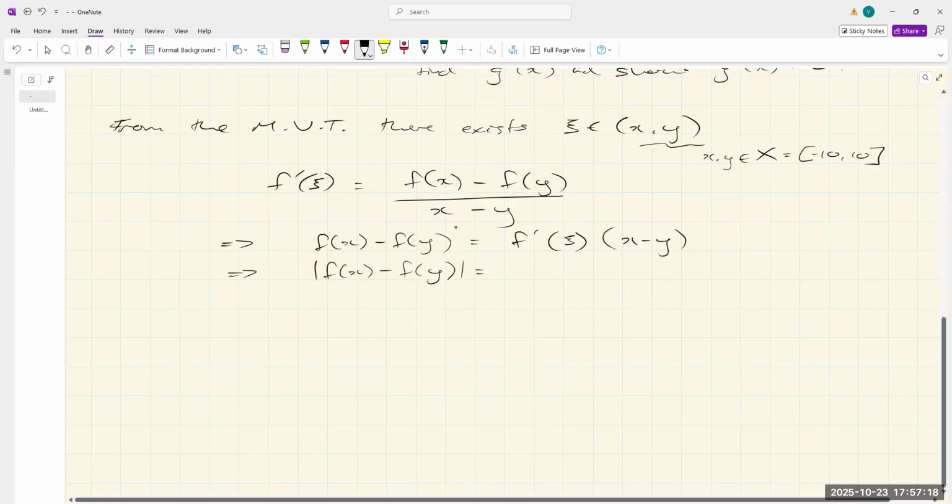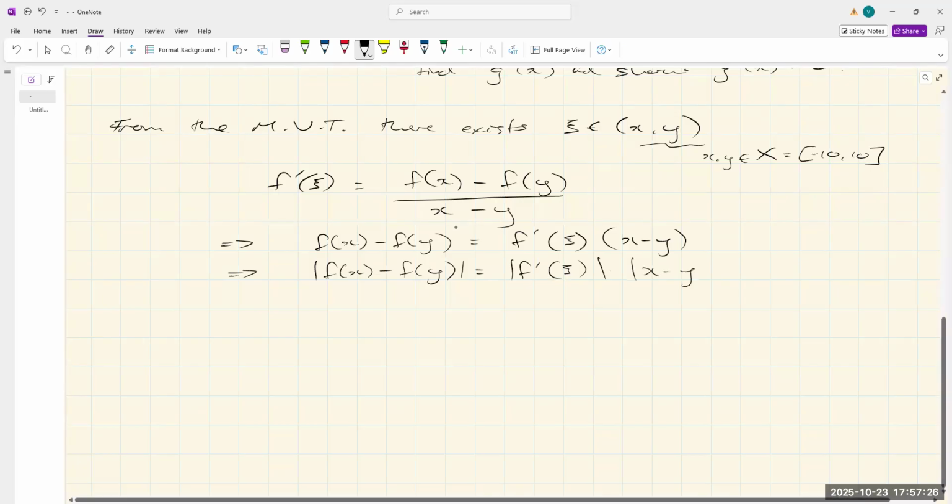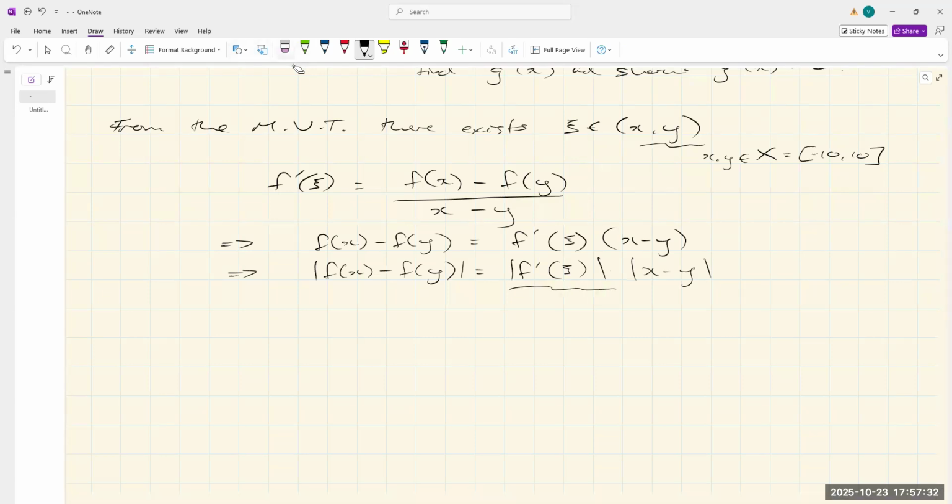And this is the modulus of the product, so we can break it up into two products. So the modulus of f prime of xi by the modulus of x minus y. So it's almost what we have to prove, but I need to get a bound for this derivative. So here's where that observation that the function f prime is an increasing function comes in.